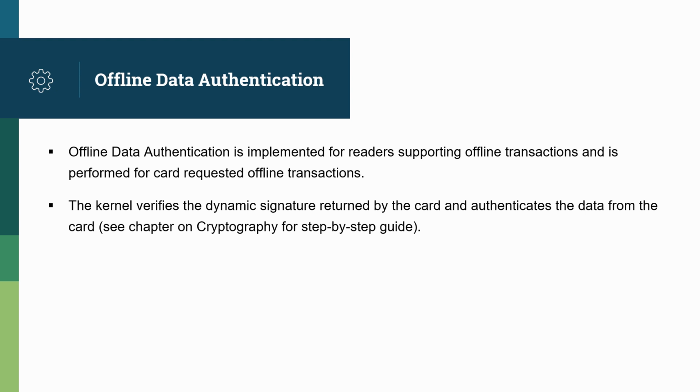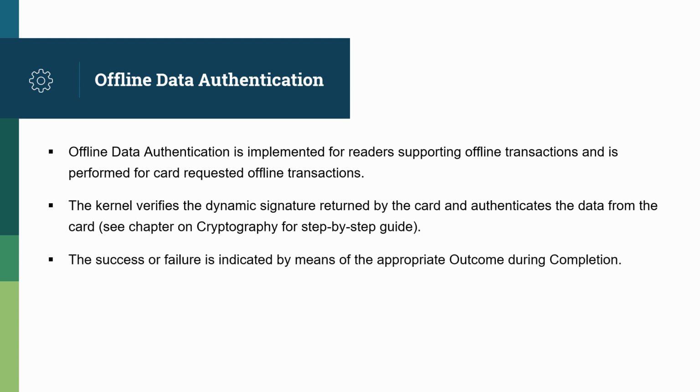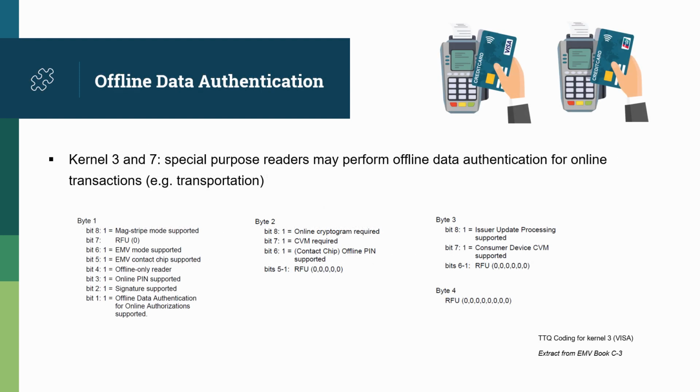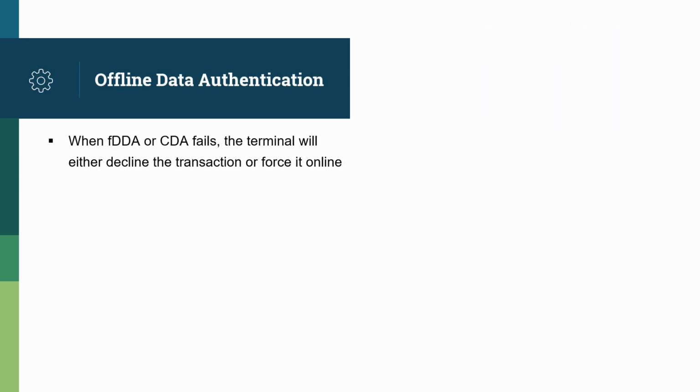Reasons for failure are not really important, but as we indicated, failure is typically due to a CAPK key not being loaded on the terminal or kernel, or to a key or certificate being expired. The success or failure is indicated by means of the appropriate outcome during completion. We have seen that there may be special cases where this happens even for online transactions, and that kernels 3 and 7 have a bit for that in the TTQ. Then the concept is roughly the same as with processing restrictions. When FDDA or CDA fails, the terminal will either decline the transaction or force it online.